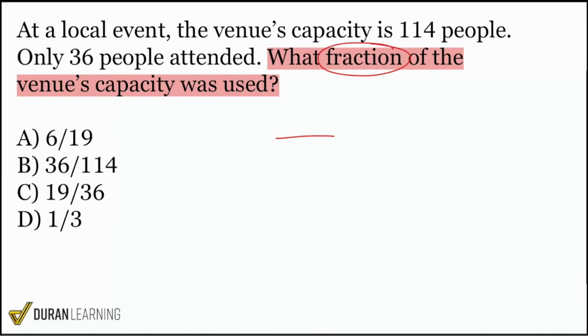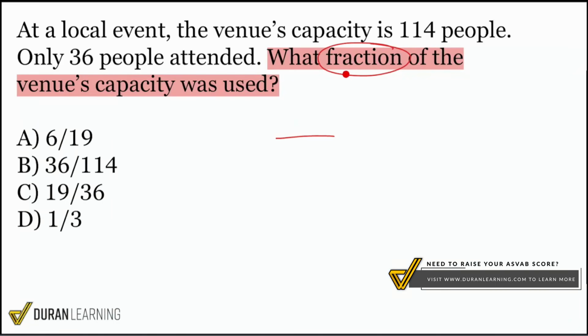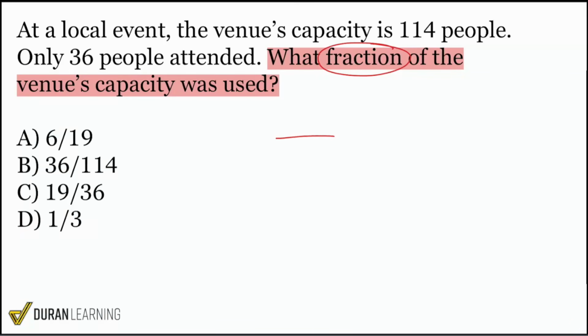Now, what do they want us to represent in this fraction, everybody? Can you tell me, outside of the word fraction, what's the next most important phrase or keyword here? Exactly, Giovanni, capacity that was used. So can we all confirm there in the chat box that what we want to find is the fraction that represents the capacity of the venue that was used?